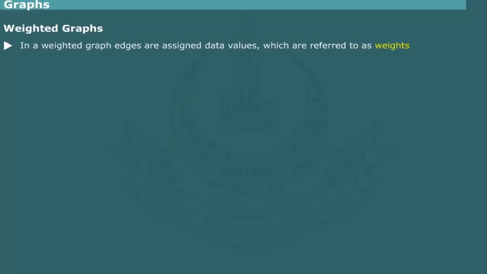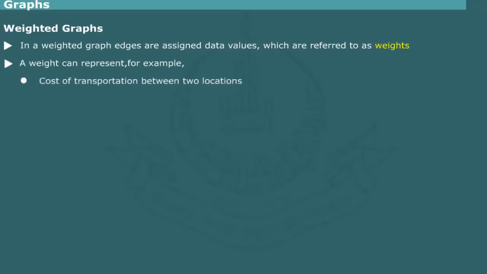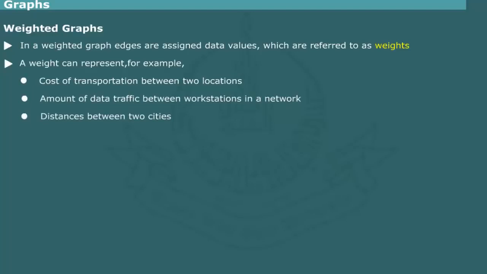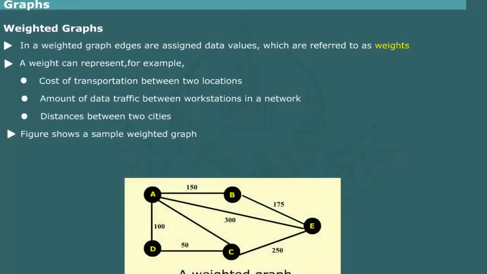Weighted graphs. In a weighted graph, the edges are assigned data values referred to as weights. Weighted graphs have several real-life applications. A weighted graph might, for instance, represent the cost of transportation between two locations, the amount of data traffic between workstations in a network, or distances between two cities. Figure shows an example of a weighted graph. The numbers attached to the edges are the weights.